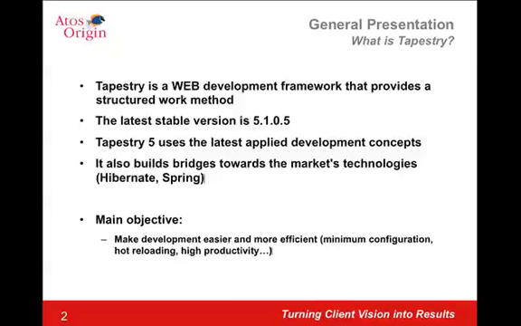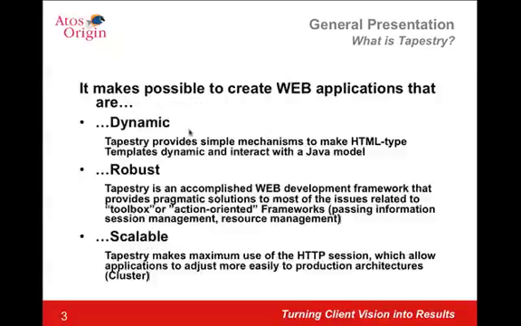Tapestry also offers a lot of tools facilitating the development phase. For example, very detailed error reports, or the hot reloading with Jetty, which allows us to visualize changes without restarting the server. The latest stable version of the framework, 5.2.4, uses the basic concepts of JDK 1.5, like the annotations or the generic types. The framework also offers us a bridge to use other technologies, like Hibernate or Spring. Everything is here to make your development easier and more efficient.